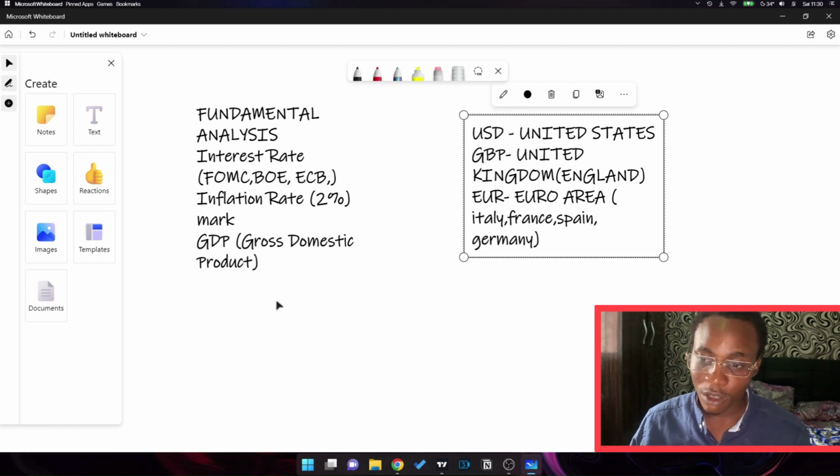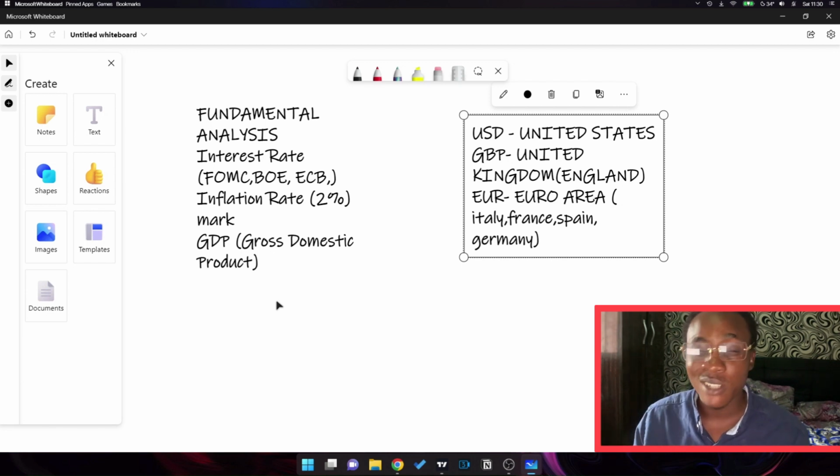Now for a given currency, the central bank decides to hike their rates or cut their rates due to various reasons. They can't just wake up one day and hike their rates. So what are these things? How can we judge a currency, or how can we judge these before even the Fed comes out with their reports? How can we do that?